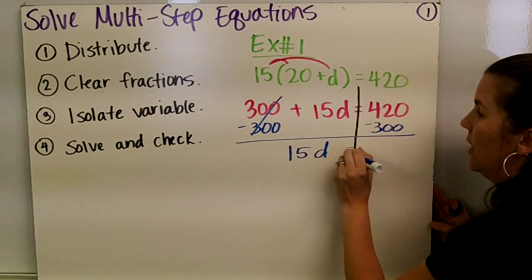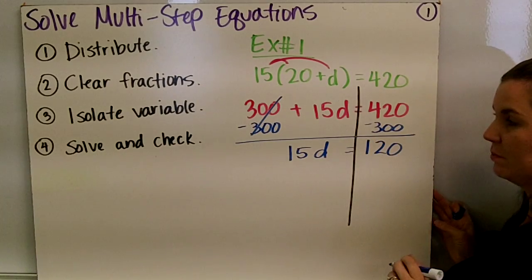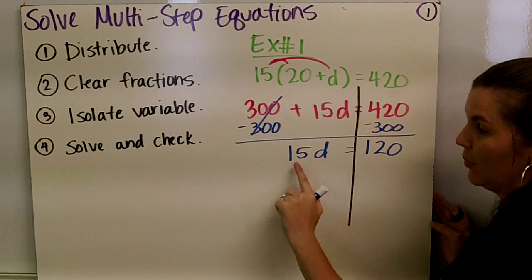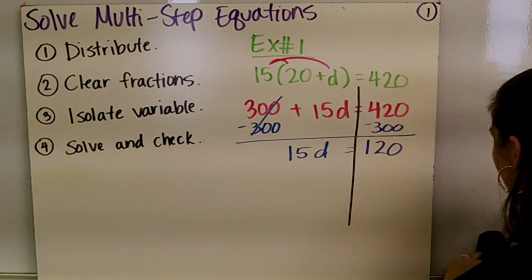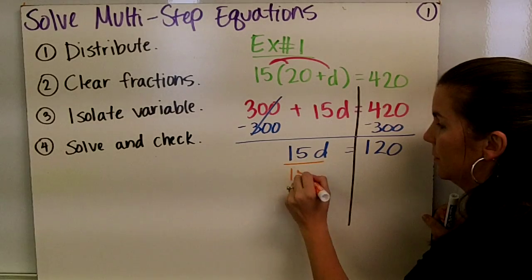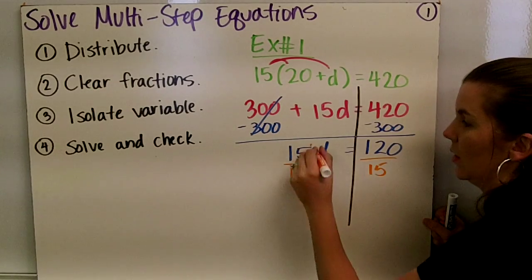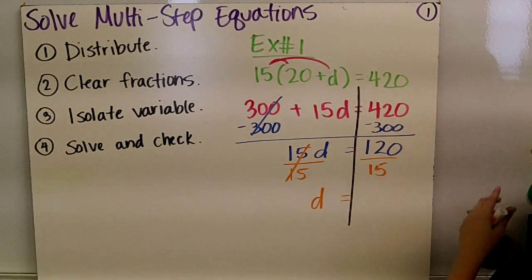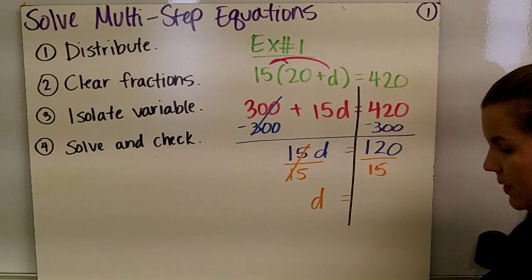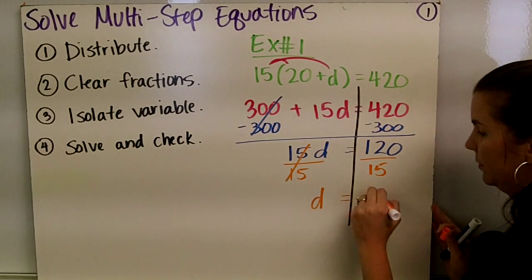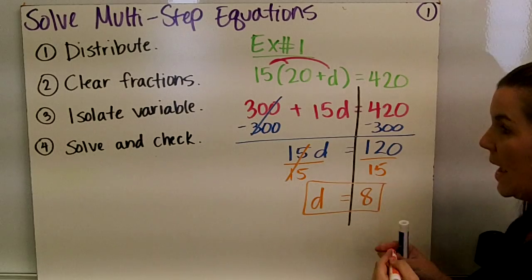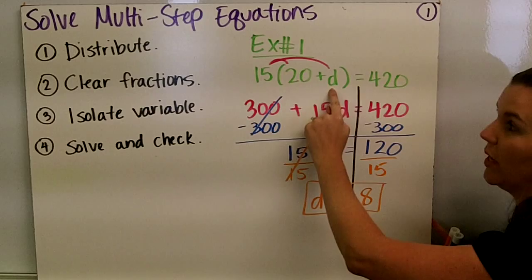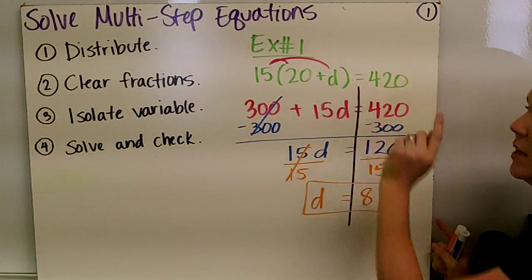So you're going to subtract 300 from both sides. 15d equals 120. Isolate the variable. D needs to be positive and by itself. We need to get rid of 15, so we're going to divide both sides by 15. 15 into 120 is 8. So d equals 8. And you can check your answer by plugging in 8 where d was. 20 plus 8 is 28. And 28 times 15 gives you 420.